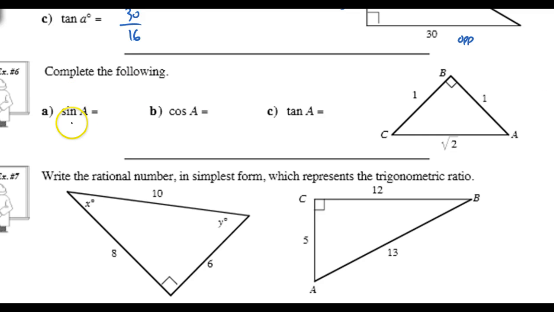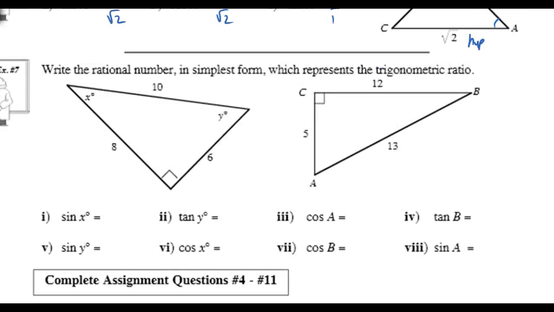Example number 6, complete the following. Sine A is right here. You're not always going to get the angle, so just be prepared for that. Let me mark them down: opposite, adjacent, and the hypotenuse. The opposite is 1, so sine is 1 over root 2. Cosine would be the same thing, 1 over root 2, because it's adjacent over hypotenuse. And tan would be 1 over 1, or just 1.